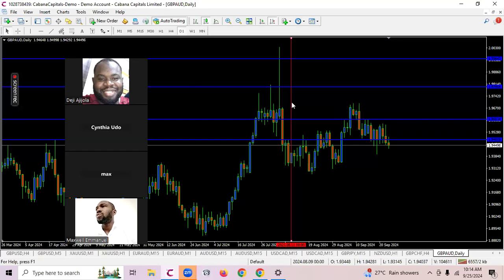Let's go down to 4-hour. Probably there's a fair value gap above this daily fair value gap. That's the reason price broke out from this daily fair value gap. Let's go down to 4-hour.